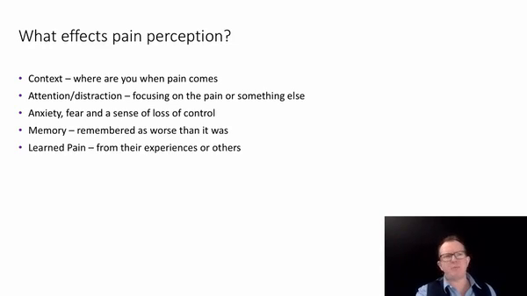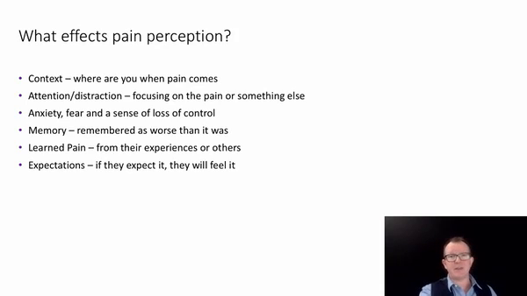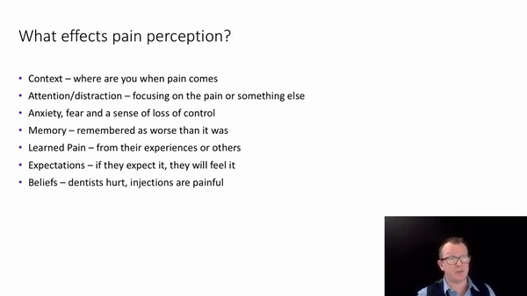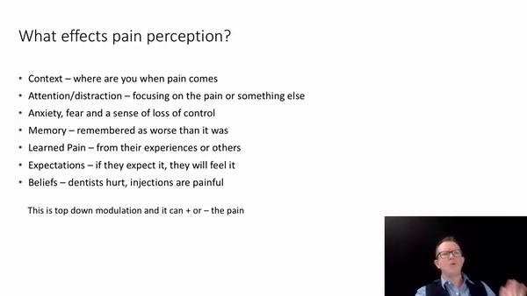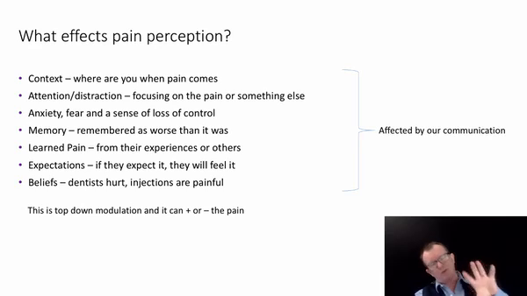Their memory can affect pain perception. They might have learned pain from somebody else. It's either their own experience or somebody else's. But also expectation, because if they expect it, they're going to feel it. So this is where, if I've got somebody with an expectation, I'm going to distract them. And beliefs. Beliefs are huge. Dentists hurt. Really? This dentist doesn't. And this is all centered around top-down modification. And actually, all of this can be affected by our communication.